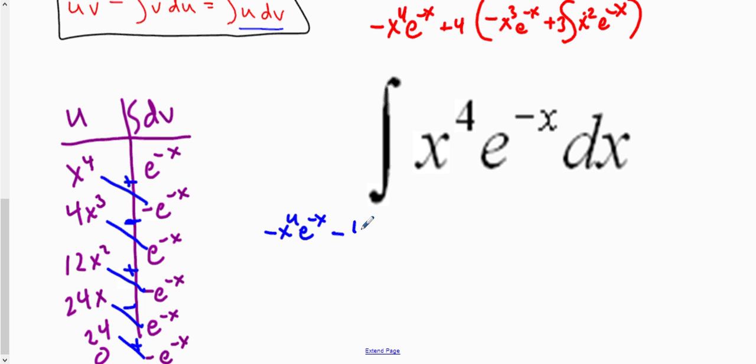So this is going to be 4x cubed e to the negative x. Now we're going to add the negative, so it's going to be another negative here: 12x squared e to the negative x.